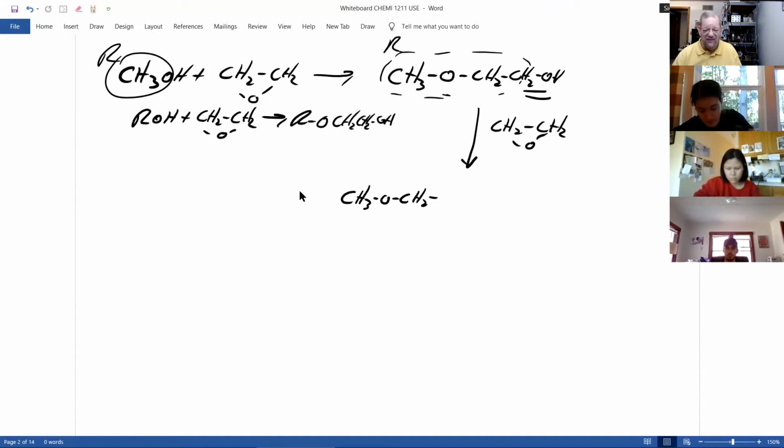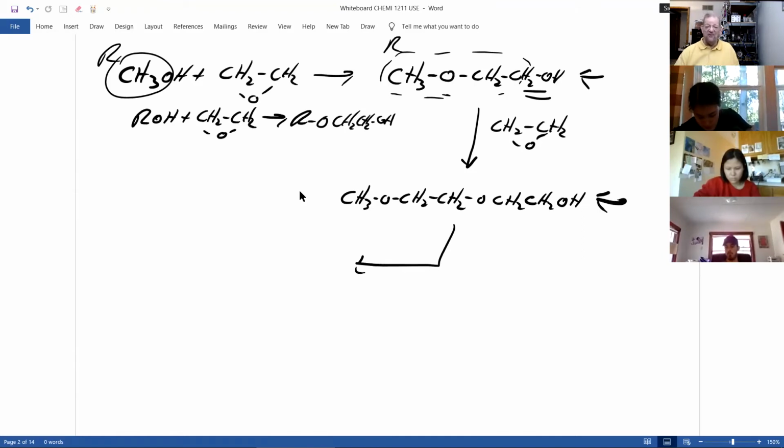Here's my R group of this alcohol. And now I get O, CH2, CH2, OH. But this molecule right here, I can react with another molecule of ethylene oxide, sort of like the Energizer bunny. I can keep on going on and on and on. Well, here, what's our new R group in this alcohol?